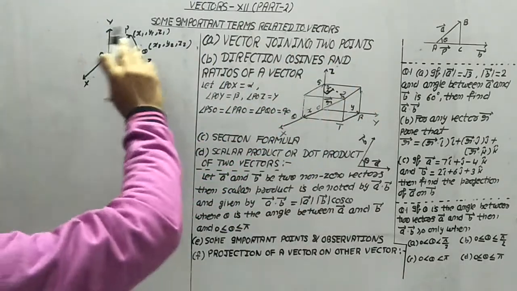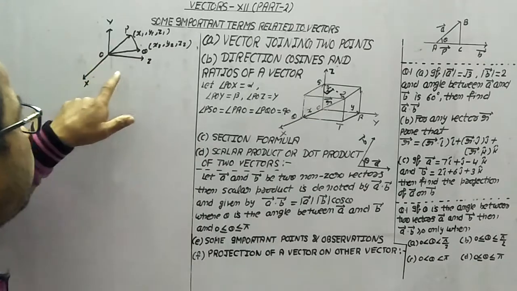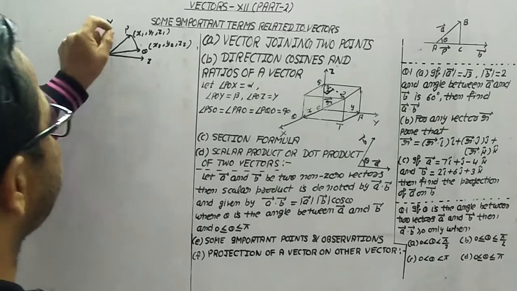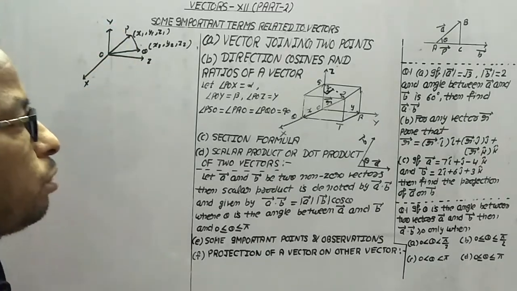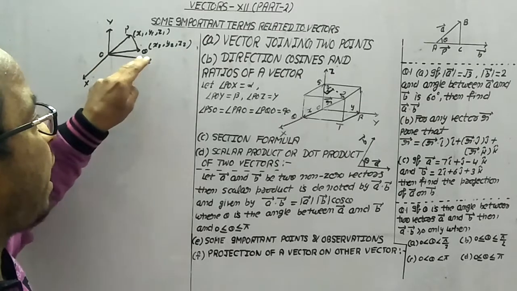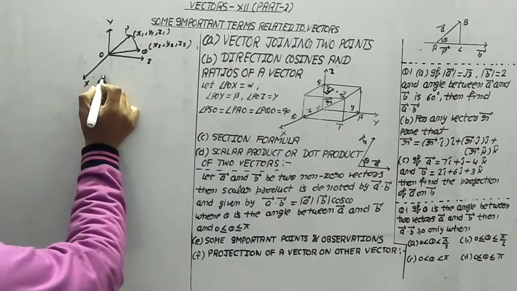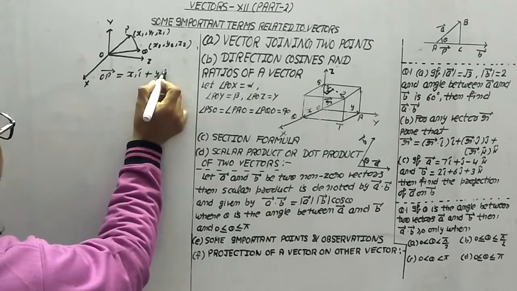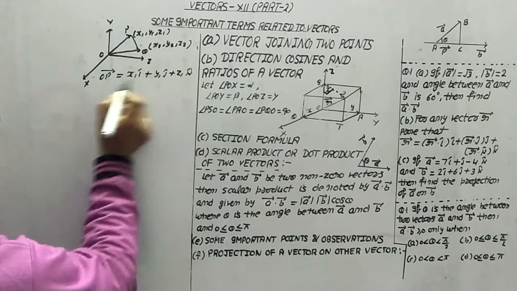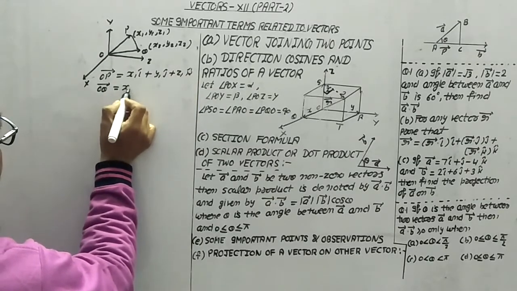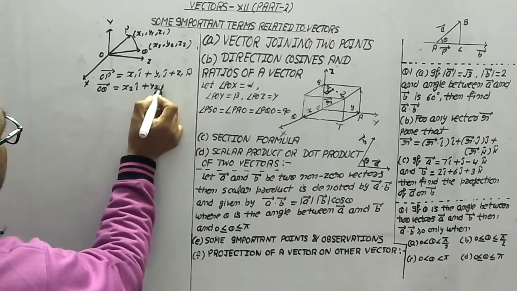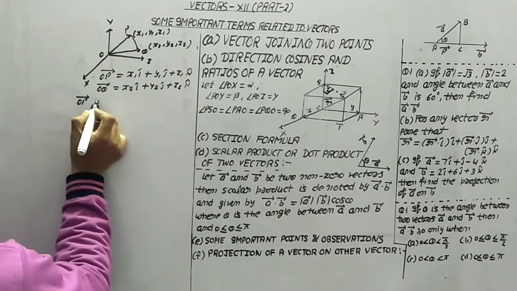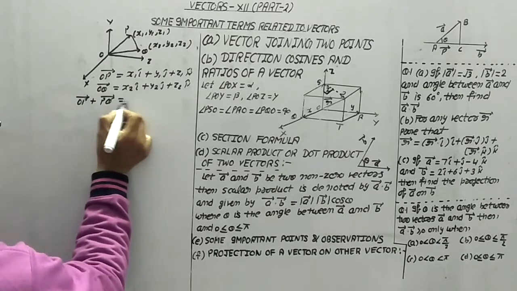Let us suppose we have the coordinate system of O, X, Y, Z axes, with origin at O(0,0,0), and we have P and Q, 2 points whose coordinates are (x1, y1, z1) and (x2, y2, z2). Then the position vector OP is given by x1i plus y1j plus z1k, and OQ is given by x2i plus y2j plus z2k. Then by the triangle law, we observe that OP plus PQ is equal to OQ.